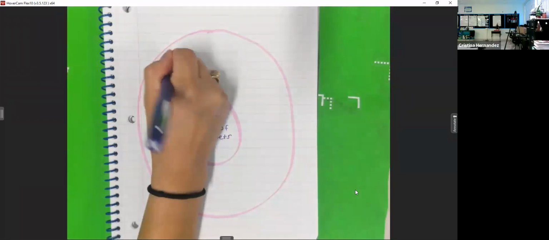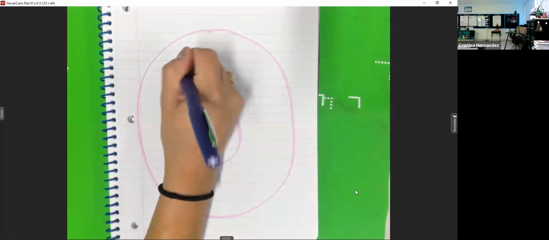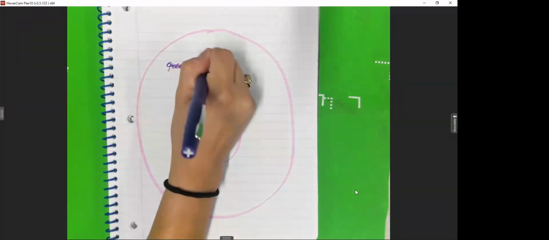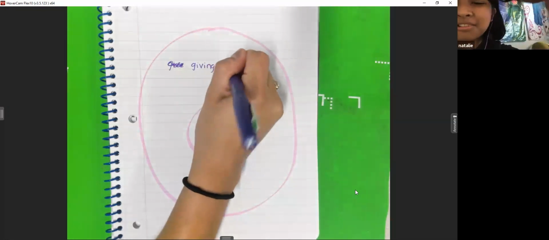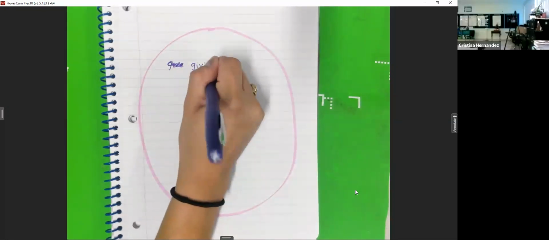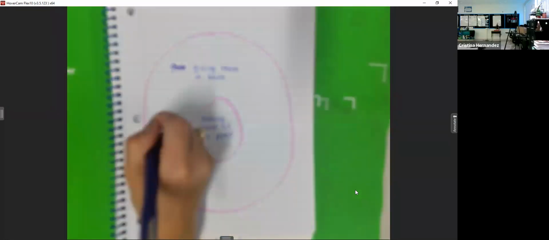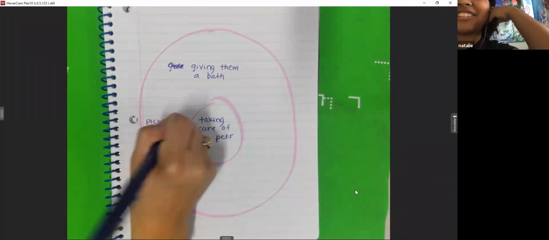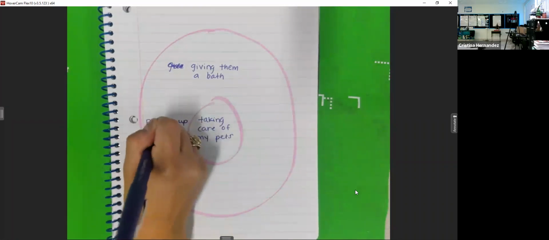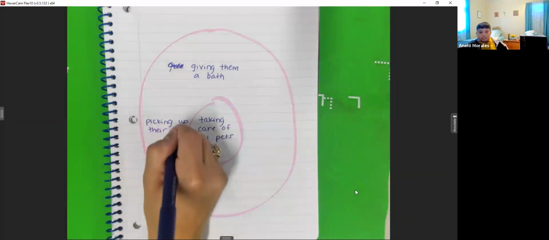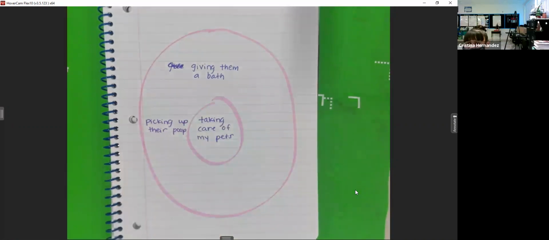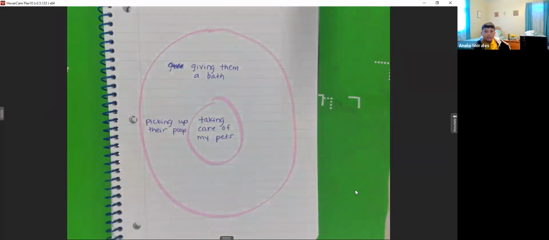Giving them... Yeah, that too. Picking up their poop. A bath. Oh, yeah, because it's stinky and it's really hard to pick it up because it's stinky. I just use a water hose and spray it. The dog's usually just outside, and he just poops outside.